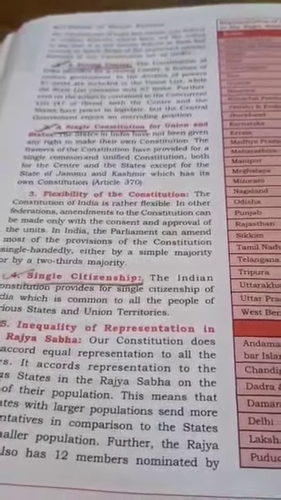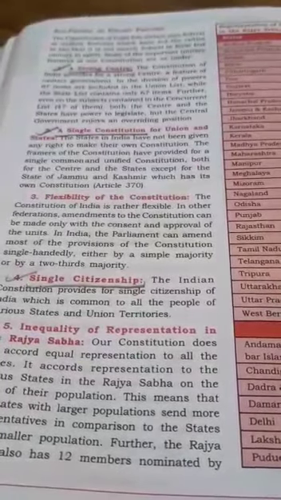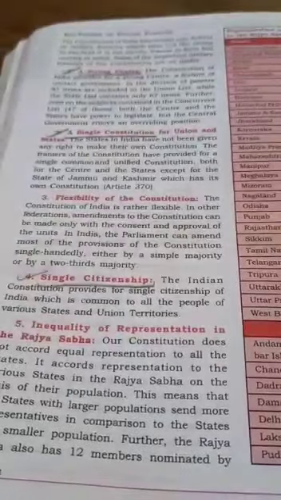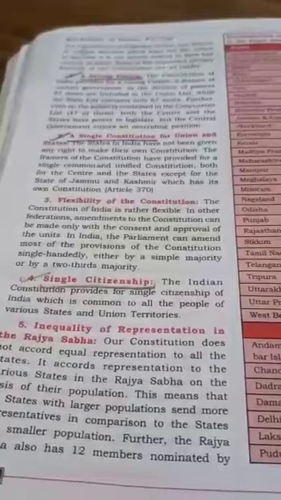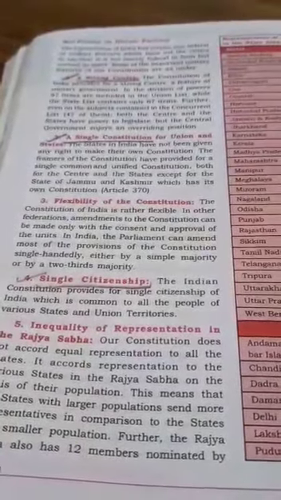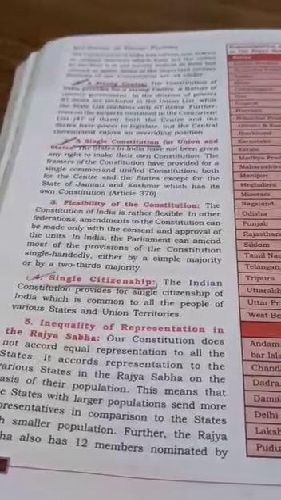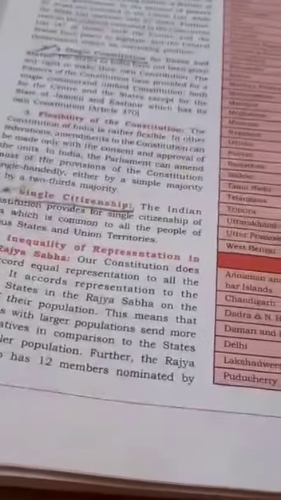There are 3 different lists: the union list, the state list, and the concurrent list. In the union list we are having 97 important departments. In the state list we are having 67 important departments, and in the concurrent list we are having 47. Both the center and the state have power to legislate, but wherever there is a clash, the decision of the central government will prevail.